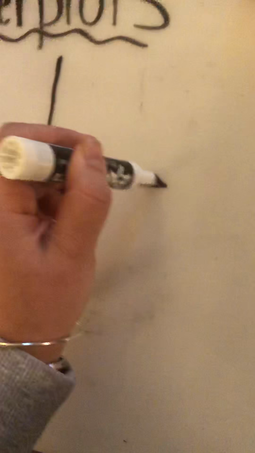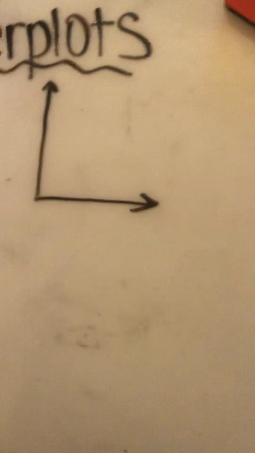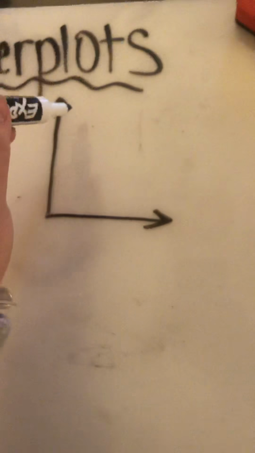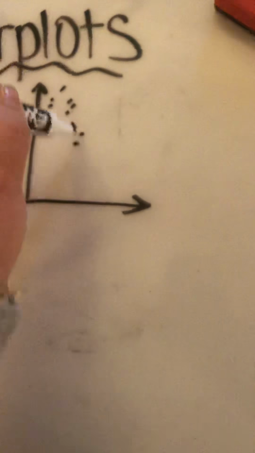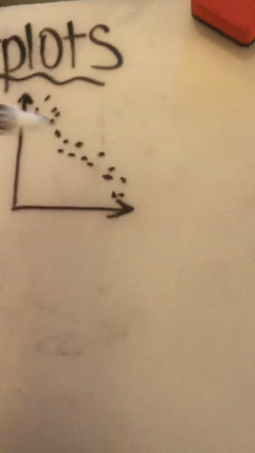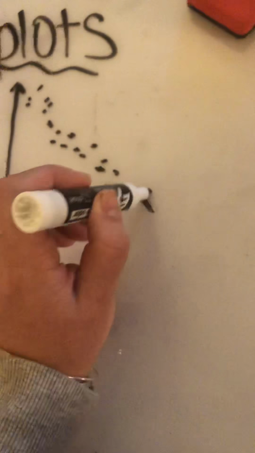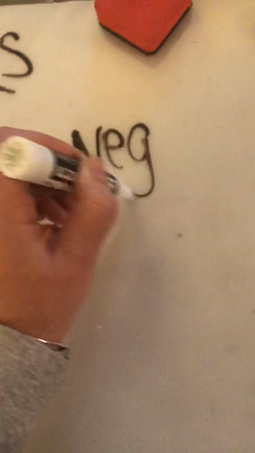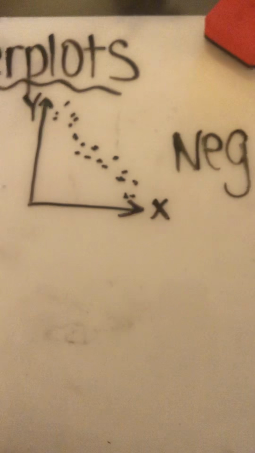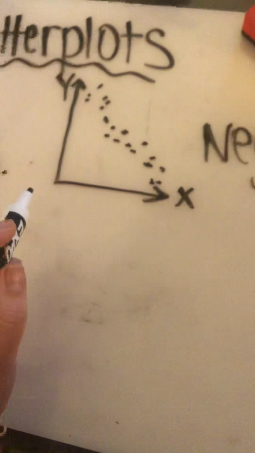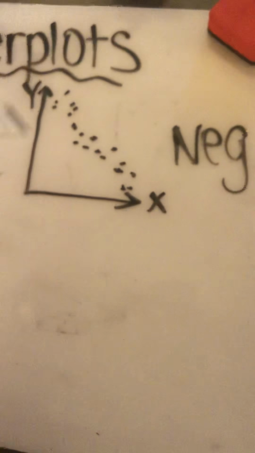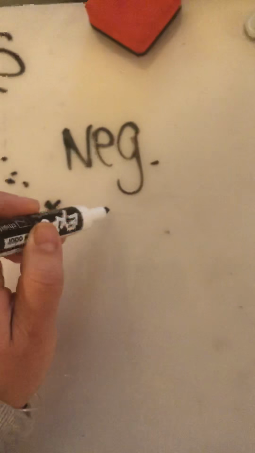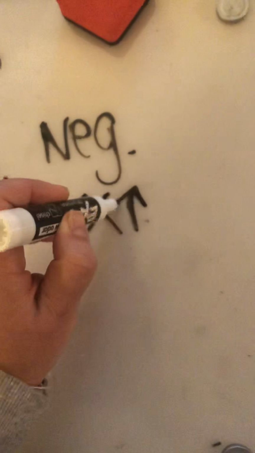Then we might have what we call a negative scatter plot or a negative correlation, where our data from left to right is going in a downwards direction. Again, here's our x and our y. This would be an example of a negative correlation. In a negative correlation, as the x values increase, your y values are decreasing. So we'll just put that here.